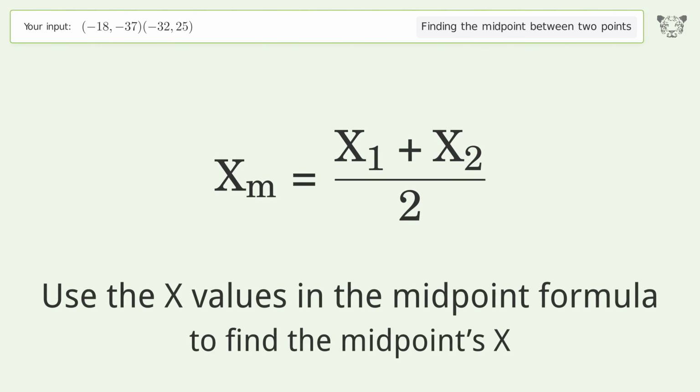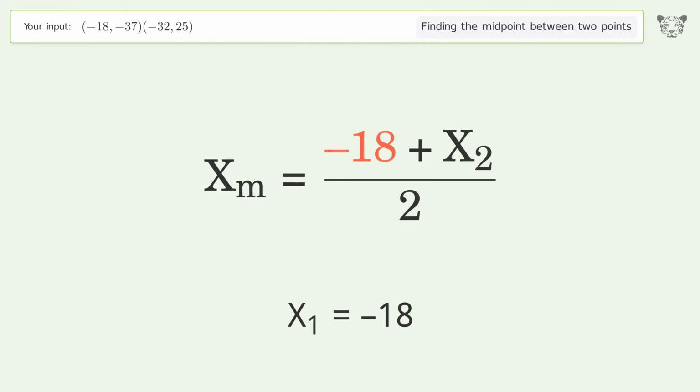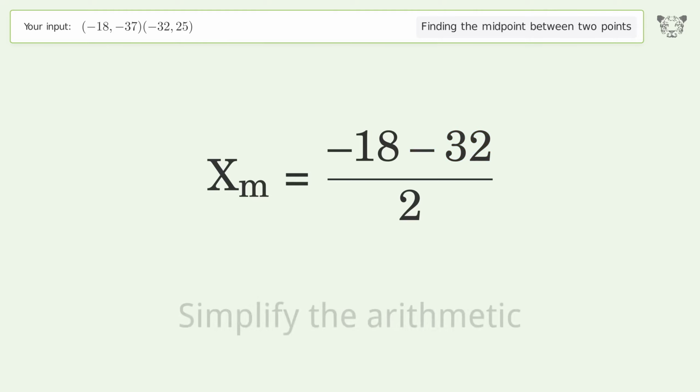Use the x values in the midpoint formula to find the midpoint's x. x1 equals -18. x2 equals -32. Simplify the arithmetic.